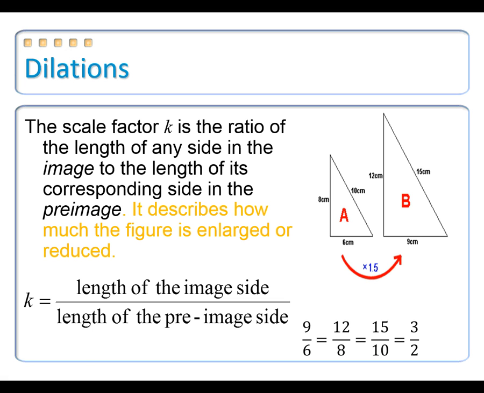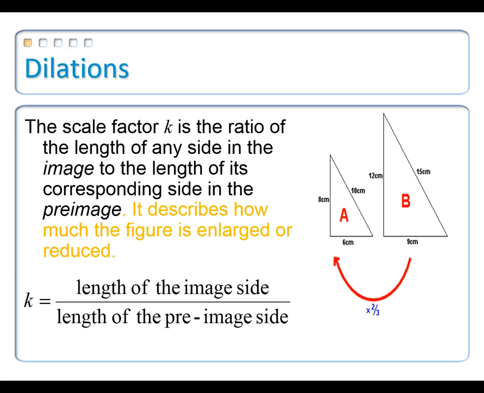Or let's switch it around. Let's say that triangle A is our image and triangle B is our pre-image. If you see, A is a lot smaller than B. So in this one, our scale factor is actually 2/3. So triangle A is 2/3 the size of triangle B. And again, when you calculate your scale factor, you divide the image length over the pre-image length.